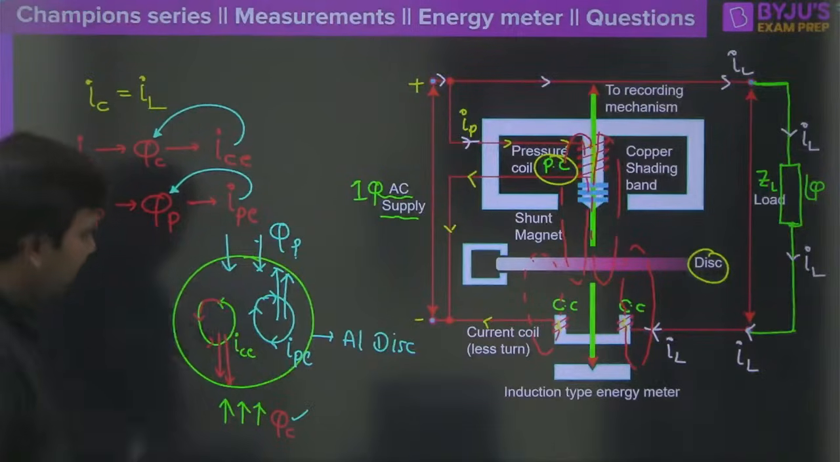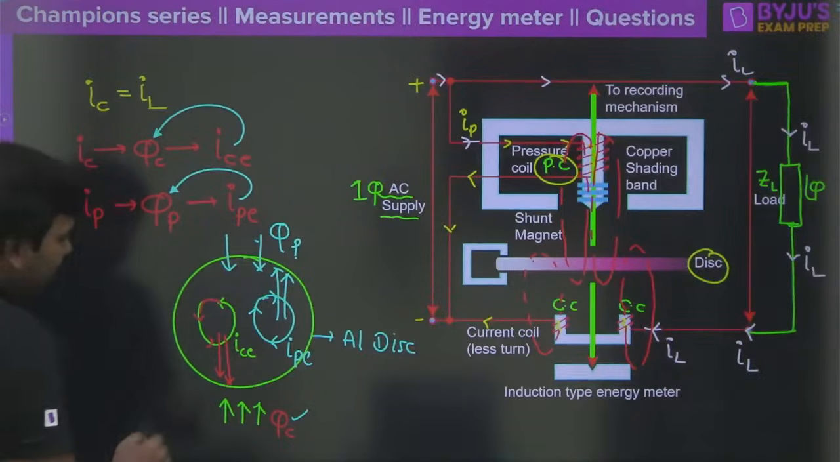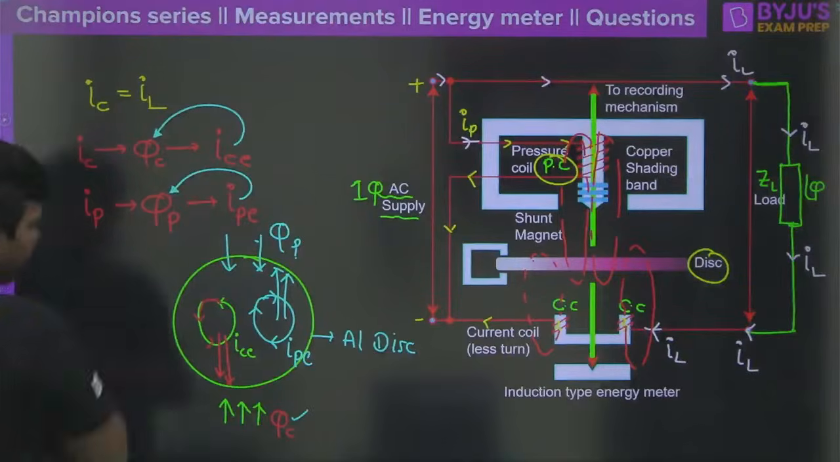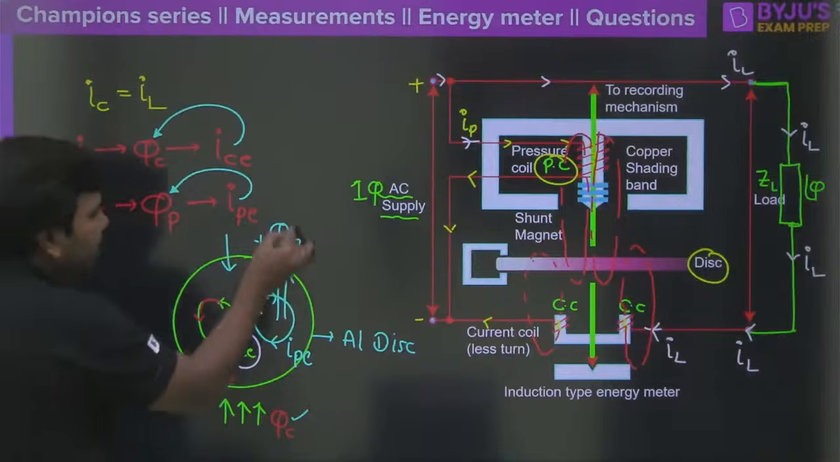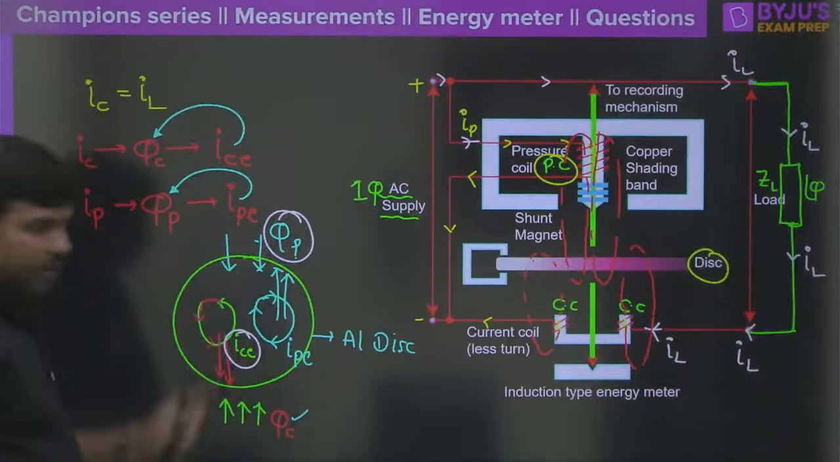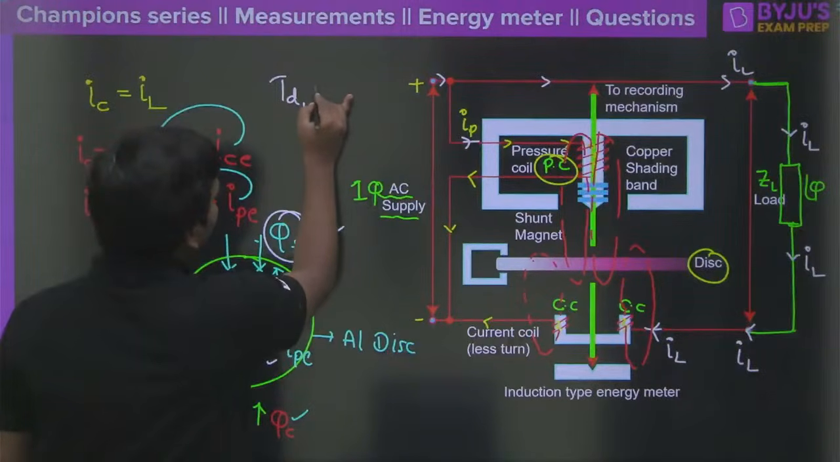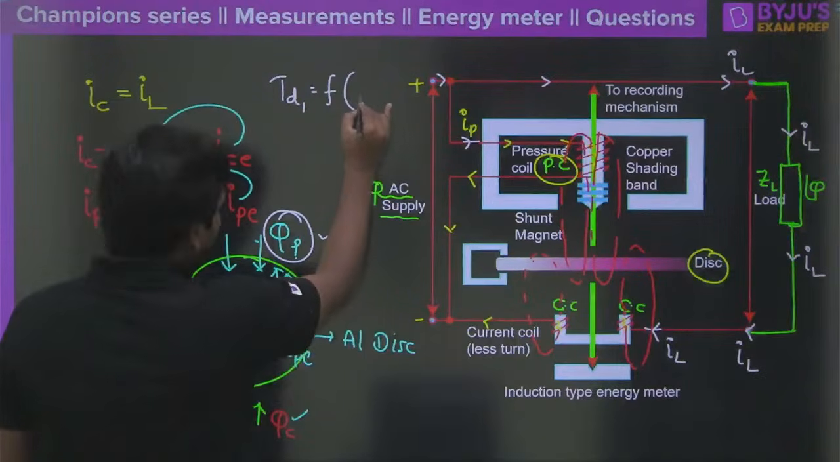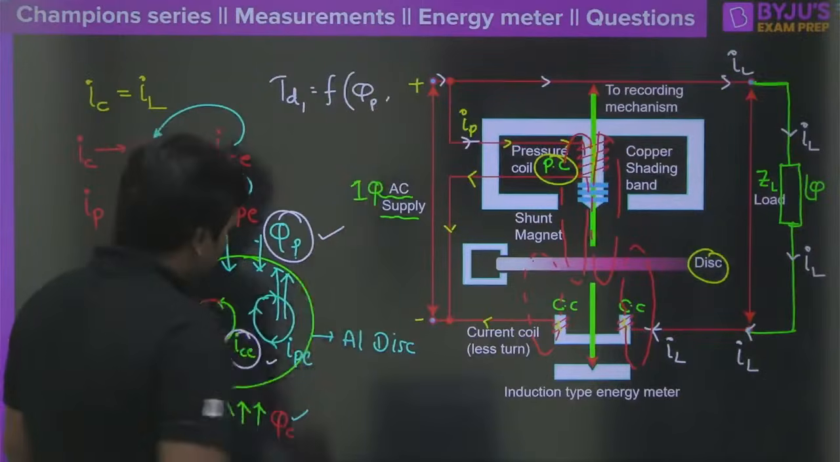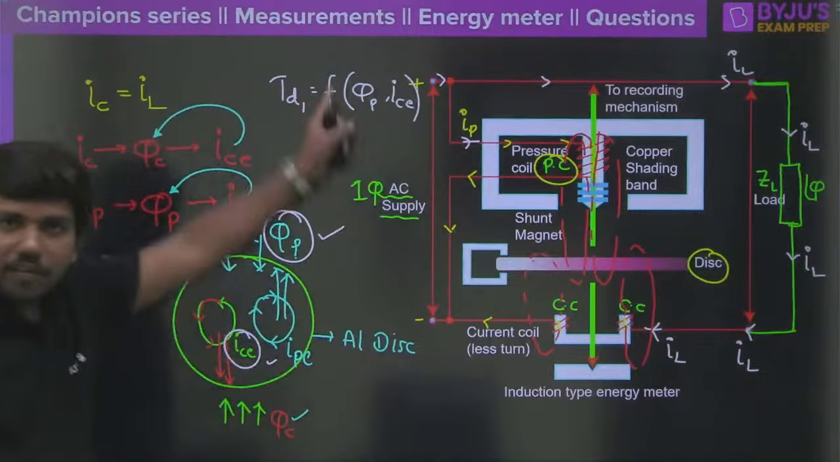But the interesting fact here, if you see, there are two fluxes that are in support now. They will be in support now. Can you see? So this flux, whichever is created by this and this, both are in support. Correct? Both are actually in the downward direction. Right? That means there will be some torque developed. Torque is a function of, definitely, the phi P, that is the flux because of the pressure coil, and the eddy current developed by the current coil. Clear? There is some torque because of that.